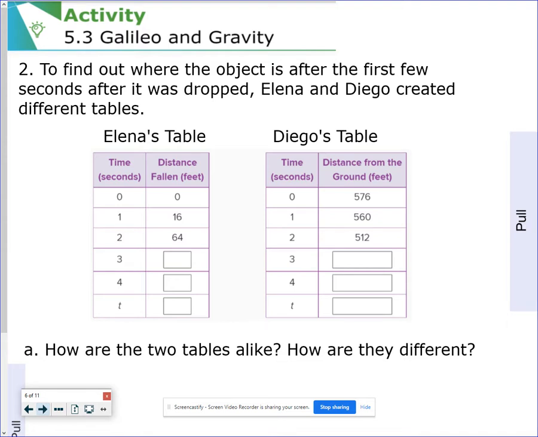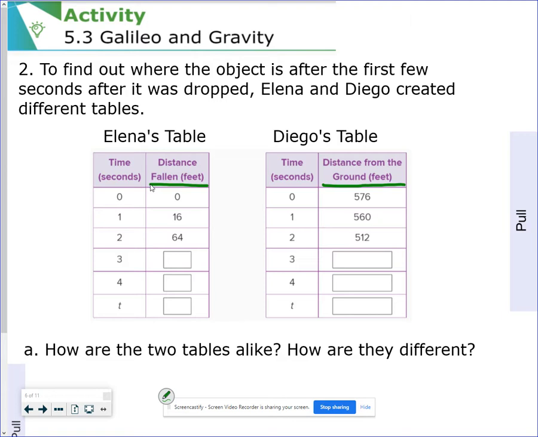So to figure out where that object would be dropped, this is that 576 feet that we just had. Elena and Diego both made this table, and I want you to notice the differences here and how they're alike. I know that we have to fill in this table, but let's start with how are the two tables alike? They're both counting time in seconds, but the way that they're different is that Elena's table is talking about how far something has fallen, like how far it has moved. And Diego's table is looking at how far it is from the ground.